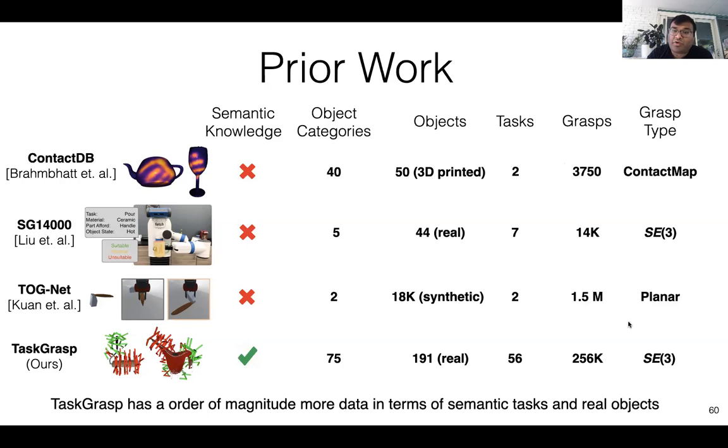It is less compared to TogNet, but ours is real and that one is synthetic. Number of tasks, again, we are an order of magnitude more. We have 56 tasks, whereas the next closest one is SG14000, which has only 14 tasks captured.